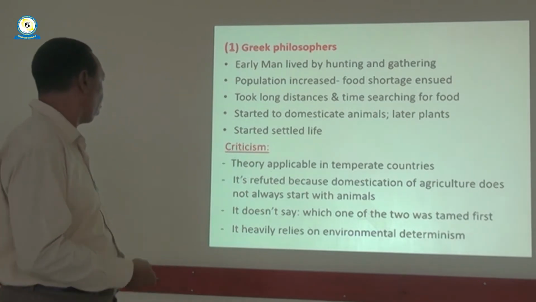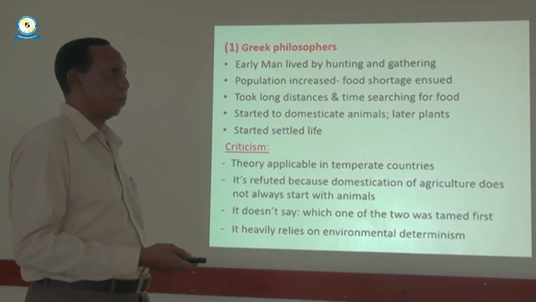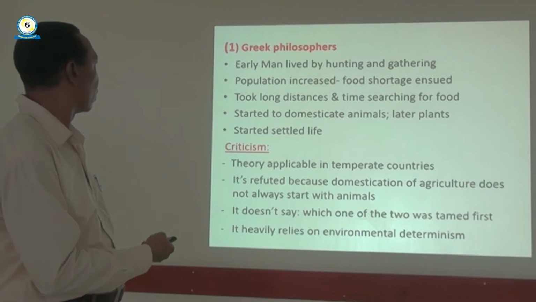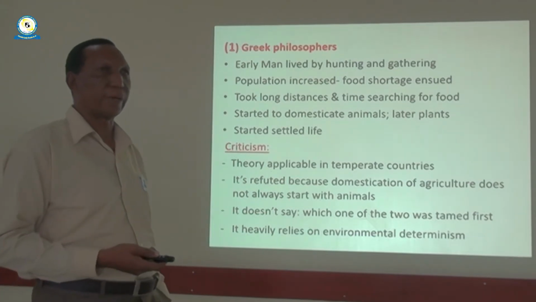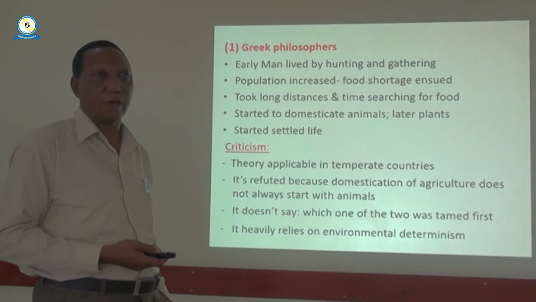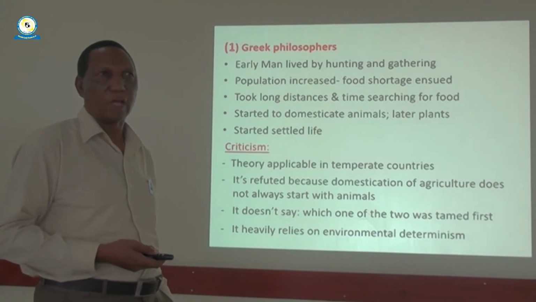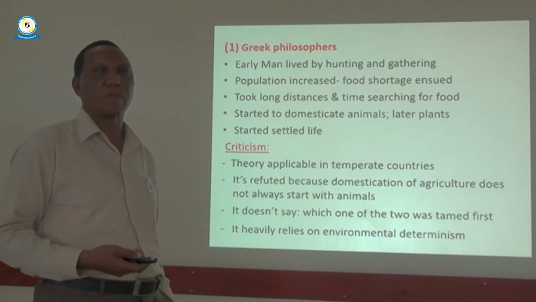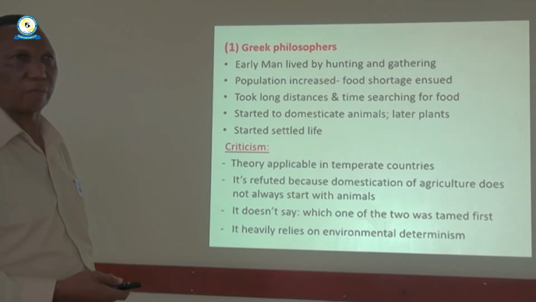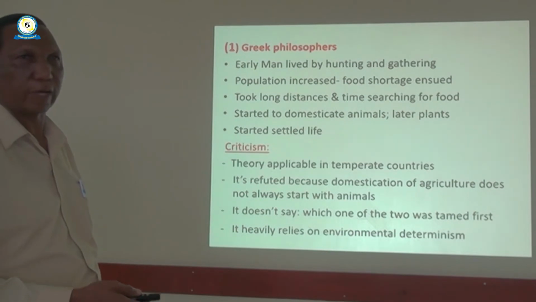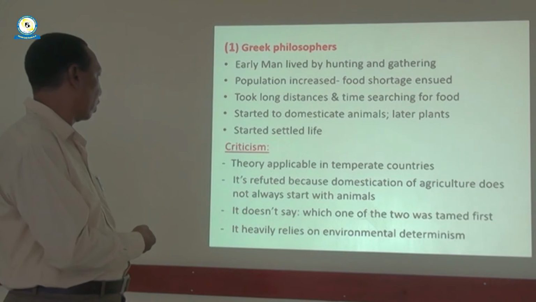Now, the criticism of this theory is that it is applicable in temperate countries, particularly when you say that he started domesticating animals. In the temperate climate, crops are very limited, but animals are a bit more. So I think this was an experience taken from the temperate region, where animals at least were the most immediate type of food that could be obtained. That's why they start with the animal.